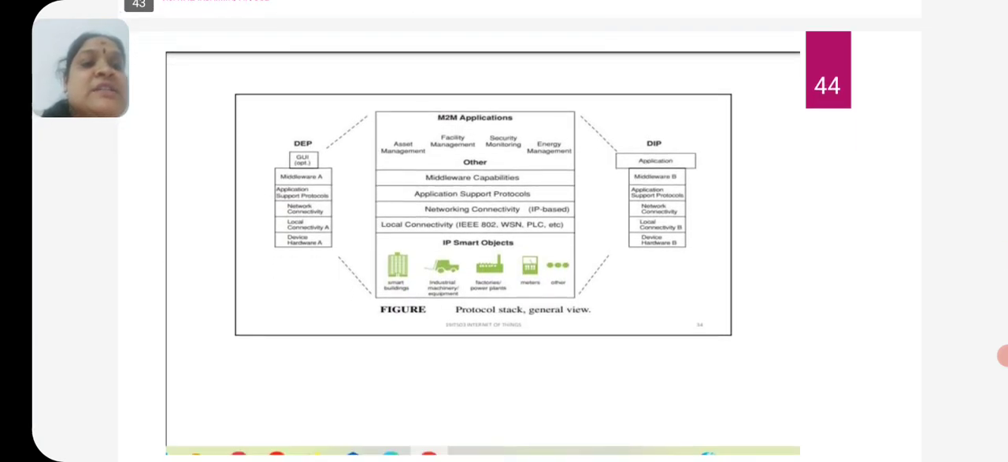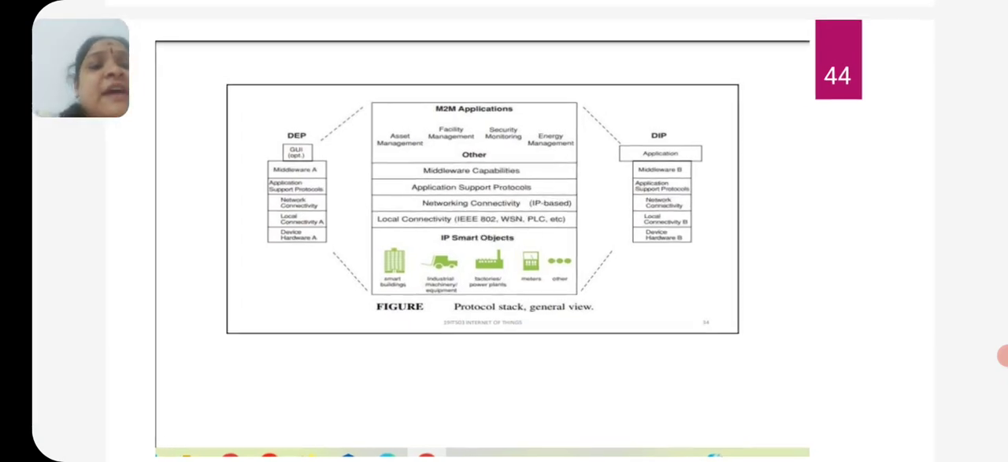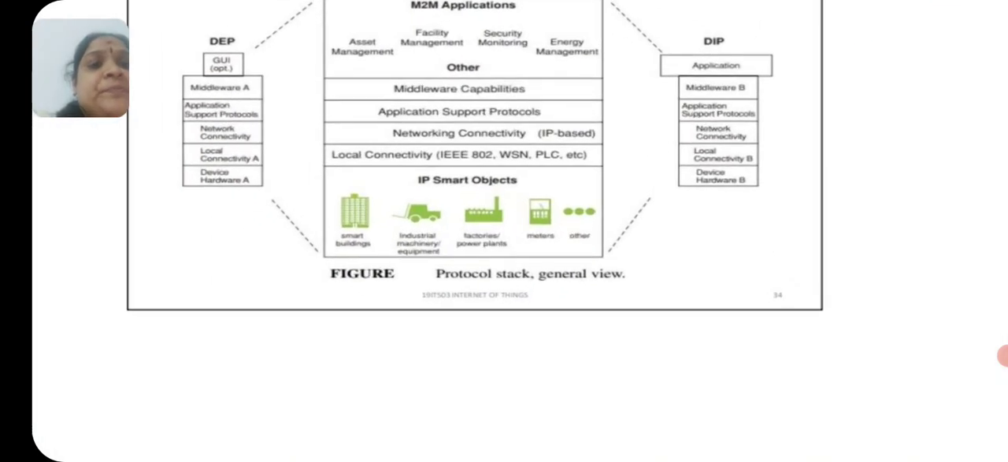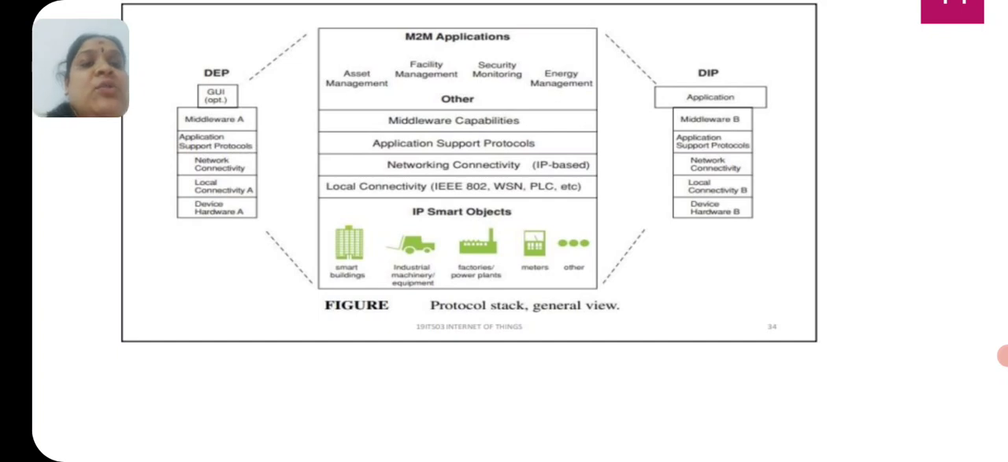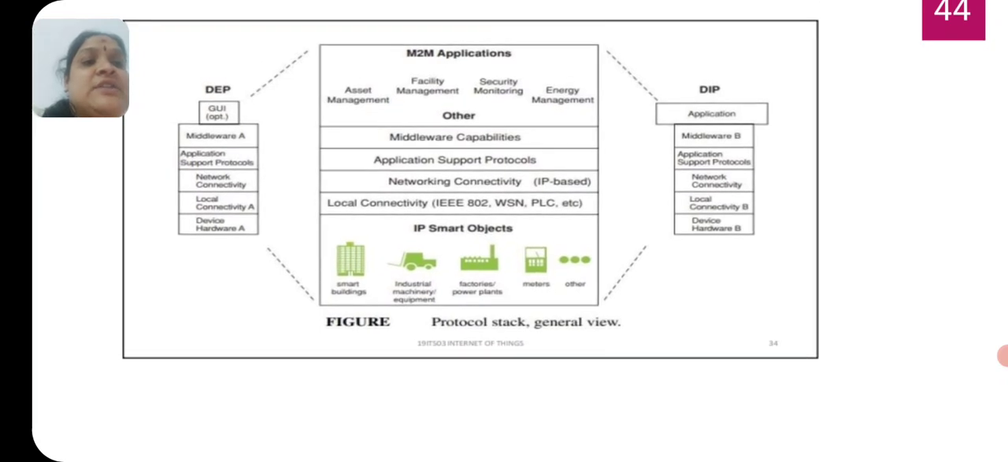As we have this protocol stack, we have IP smart objects here, which are all connecting with the local connectivity such as IEEE 802, wireless sensor network, and PLC, etc. From there, we are connecting with the internet connectivity, and then it moves on to the application support protocol, and we need middleware capabilities, and directly we can move to the M2M application.